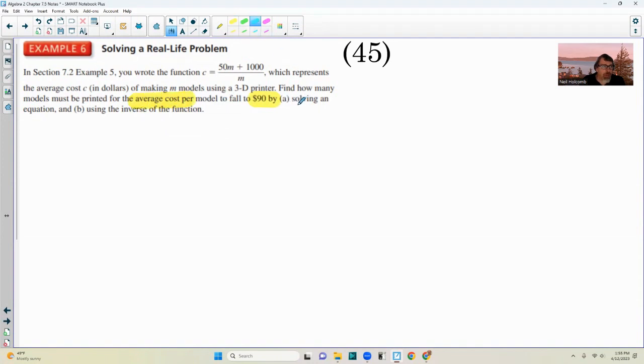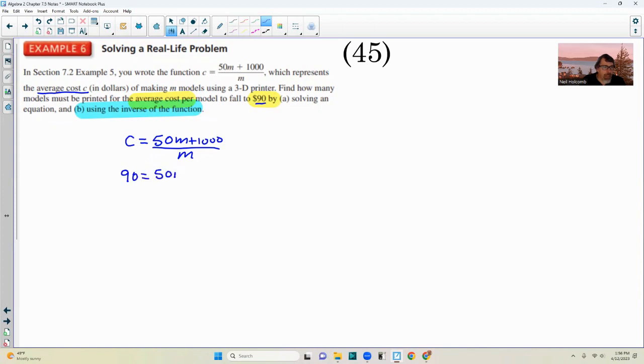Part A says solve by solving an equation, and B says use the inverse of the function. Okay, so here's what we're going to do. Step 1, write C equals 50m plus 1,000 divided by m, where C is the average cost in dollars. We were told the average cost is 90, so that is our C. So we're just going to solve for m by plugging in 90.